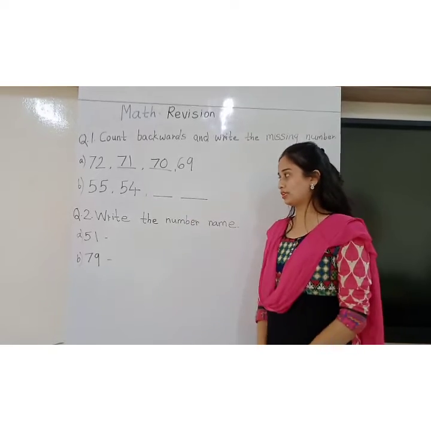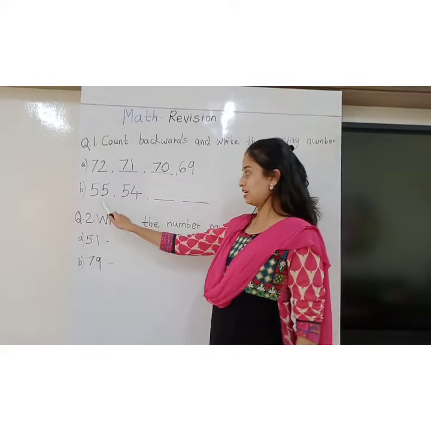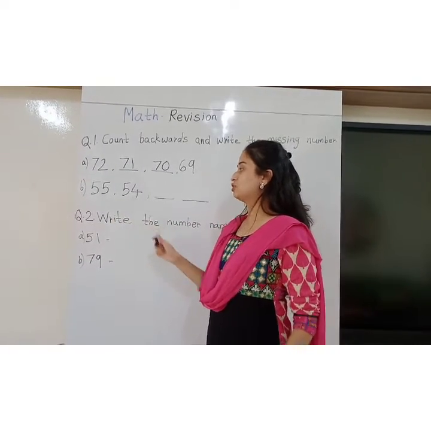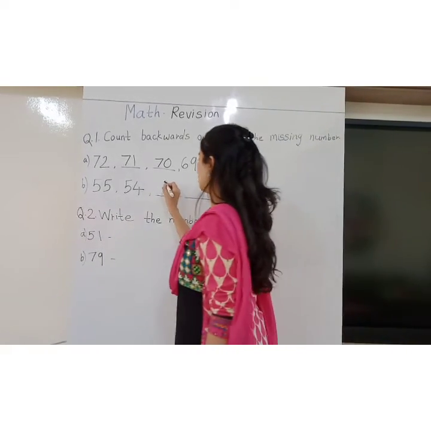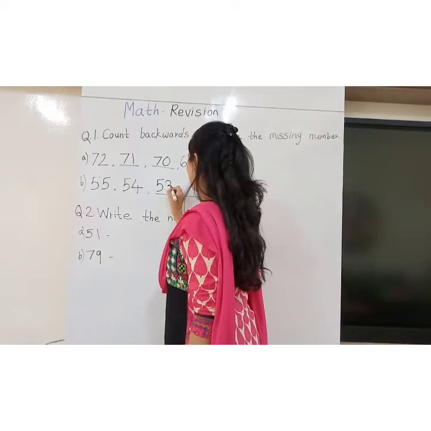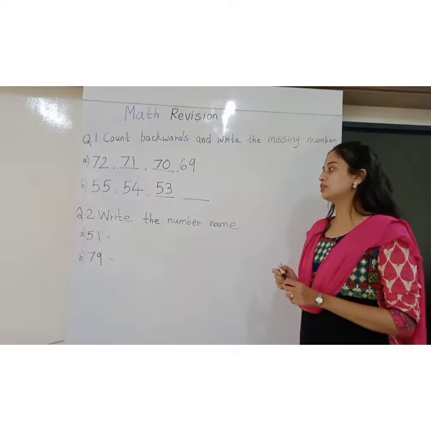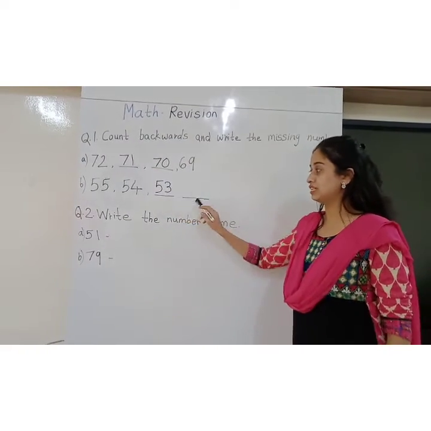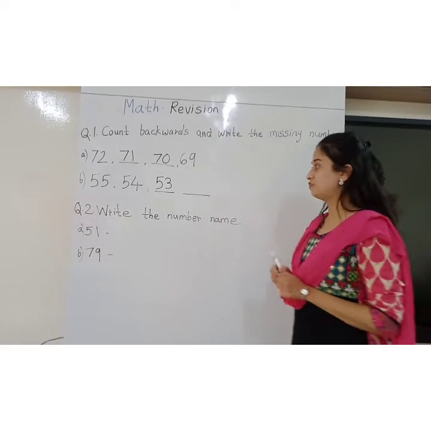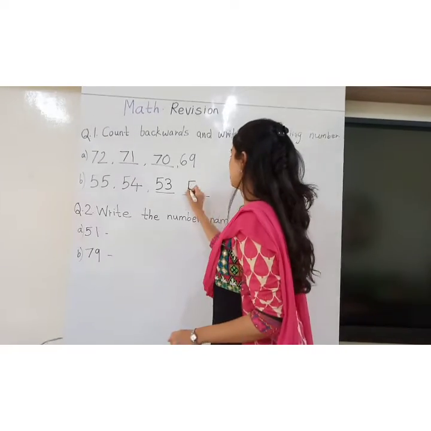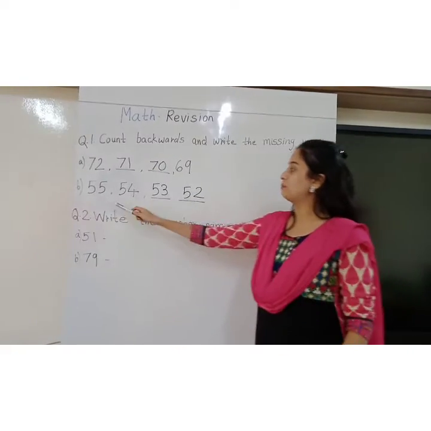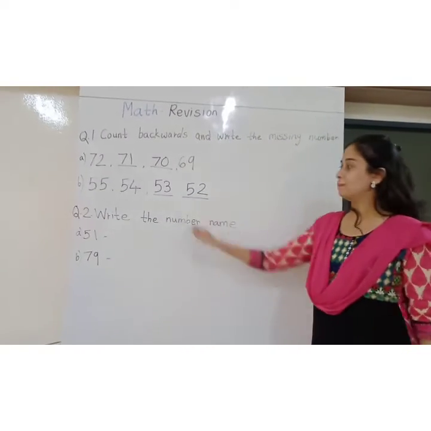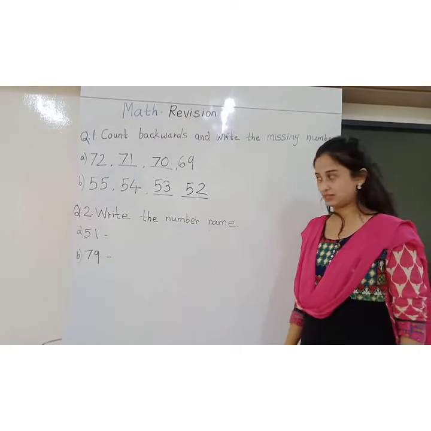Let us solve one more example. Now we have 55, 54. Then which number comes before 54? Yes, it's 53. So I will write 53 in the first blank space. And which number comes before 53 now? Yes, it's 52. So I will write 52 here. Okay, so we are counting backwards and then writing the missing numbers in the blank space.